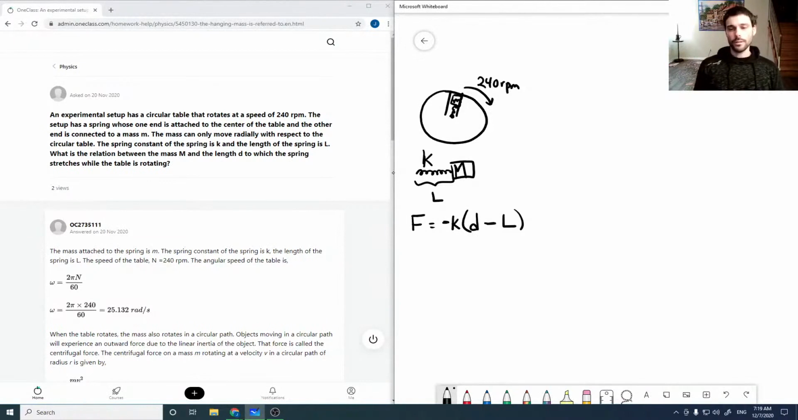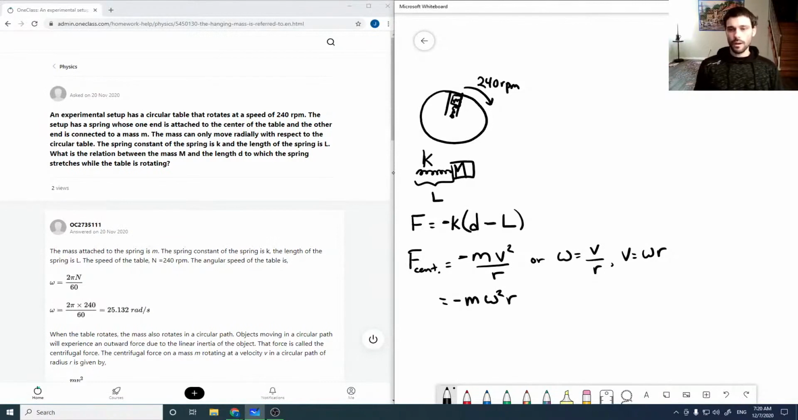Now as the table rotates, we're going to get a centripetal force, which must be equal to minus m v squared over r, or using omega is v over r, sorry. Omega is v over r. And solving for v, we can plug that in here and get minus m omega squared r.